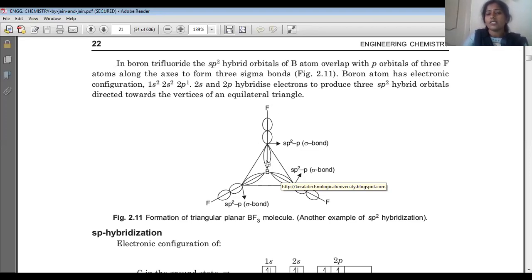sp2 hybridization is nothing but the intermixing of one s orbital and two p orbitals, which leads to the formation of three sp2 hybridized orbitals which are lying on the plane. The structure of sp2 hybridization will be trigonal planar and the bond angle will be 120. The structure of sp3 hybridization is tetrahedral. The bond angle will be 109 degrees 28 minutes.